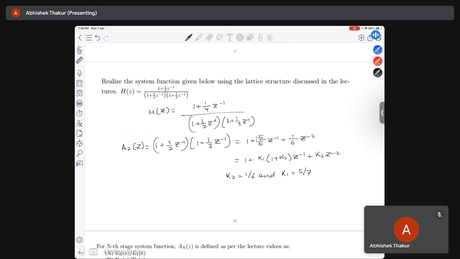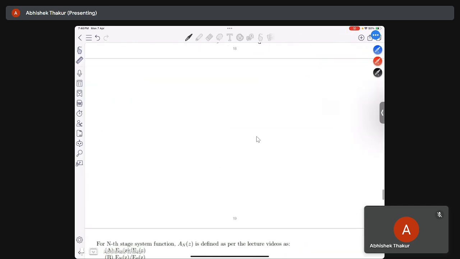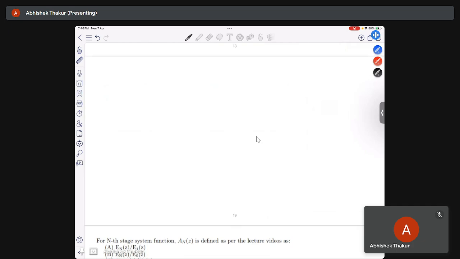Now we have to find the coefficients C0, C1, C2. So C0 plus C1 (5 by 7) plus z inverse is equal to 1 plus 1 by 4 z inverse. So from this we will get C1 is equal to 1 by 4, C0 is equal to 23 by 28. So now we will draw the signal flow diagram. So the signal flow diagram will be like this.